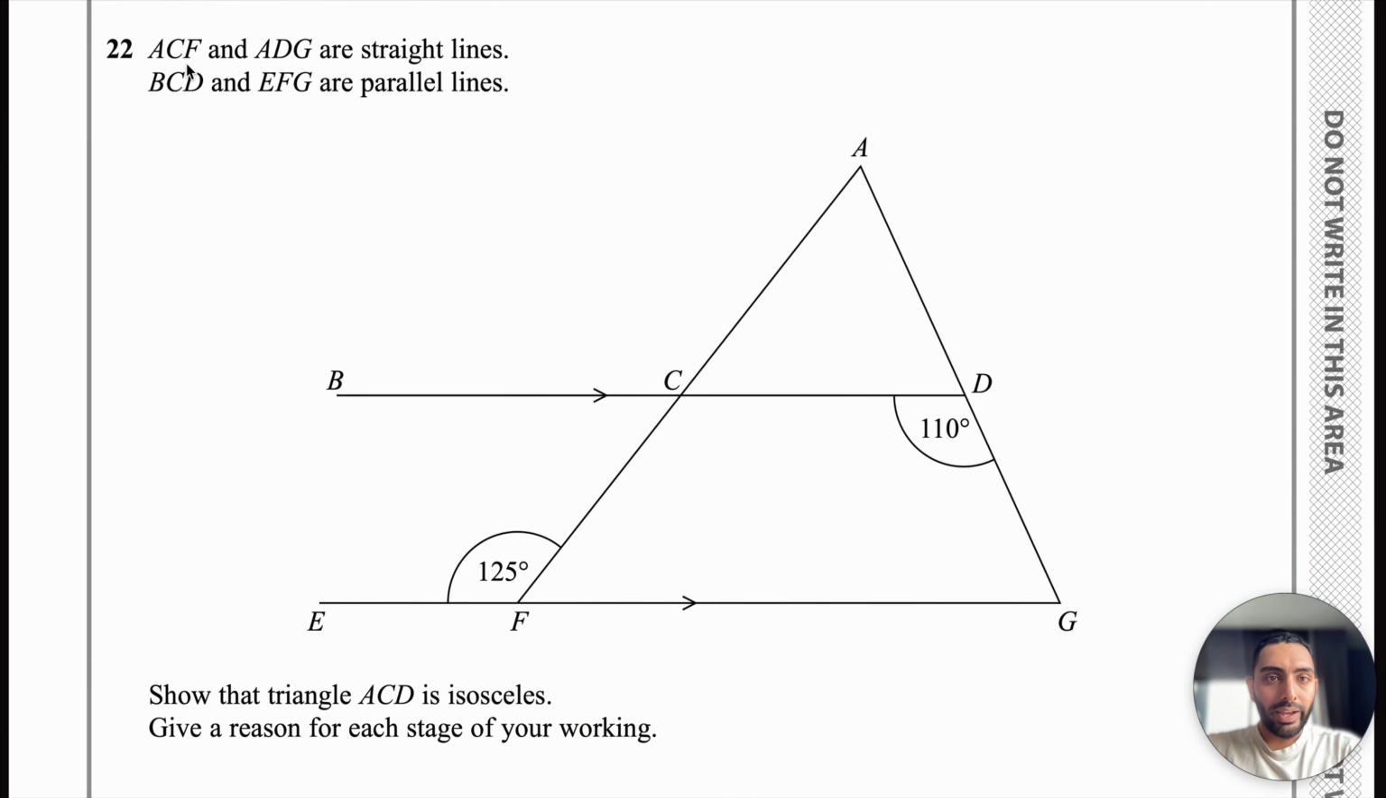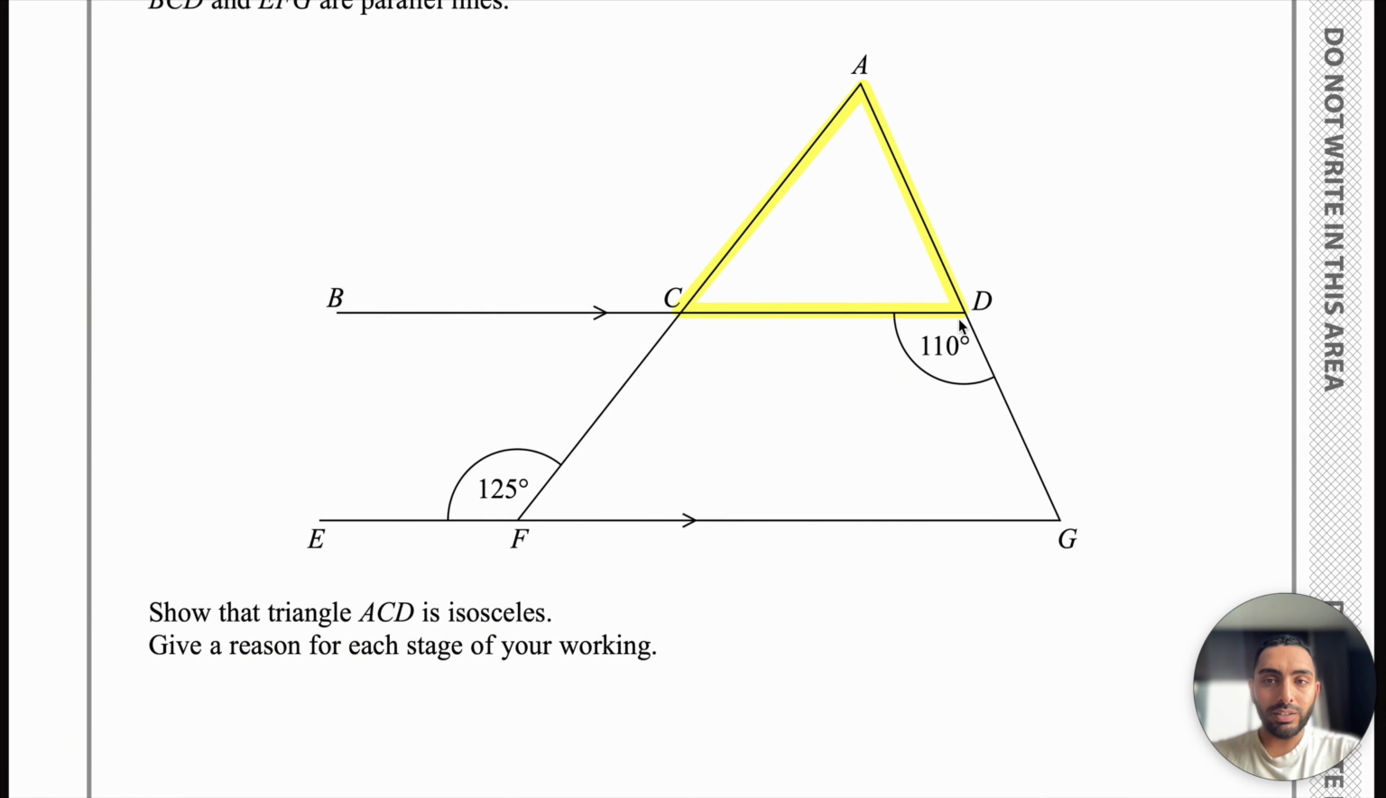Question 22. ACF and ADG are straight lines. So A to C to F is a straight line and A to D to G is also a straight line. Show that triangle ACD is isosceles. We're trying to prove that this triangle over here, A to C to D, is isosceles. A triangle is isosceles if 2 of the angles are the same. So it'll either be AC or AD or DA or DC. That will be the same.